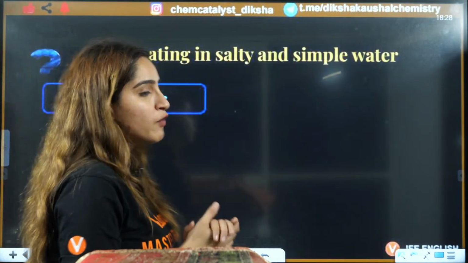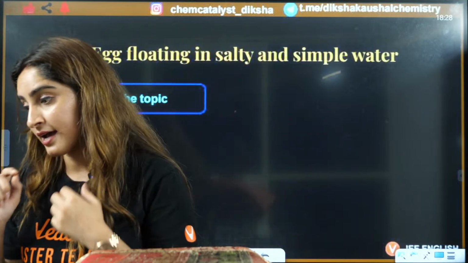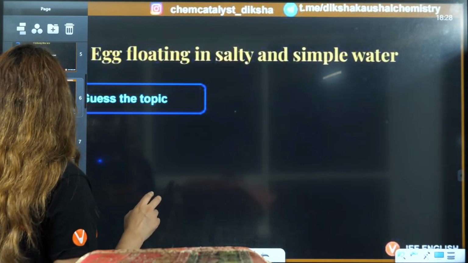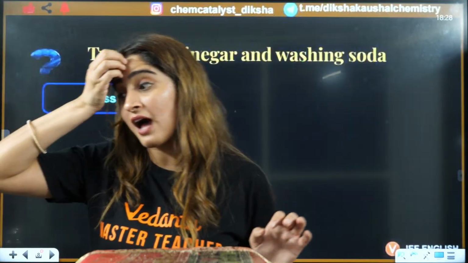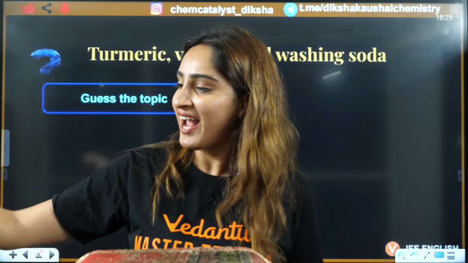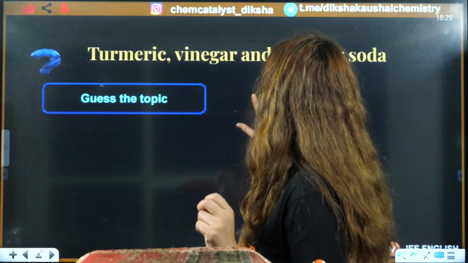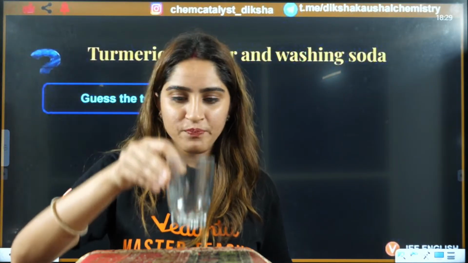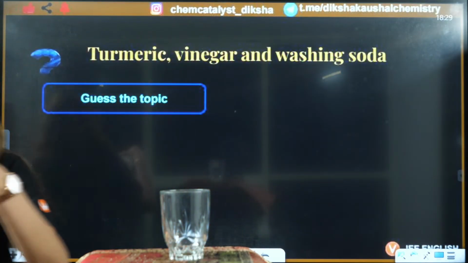Now we will do the third experiment. But before this experiment, let's do some other experiment, because for that I'll need one lemon. I would rather first do the lemon experiment in some other glass. So here is turmeric, vinegar, and washing soda. I'll take one jar. So let us see if now the thread has left the ice cubes or not.